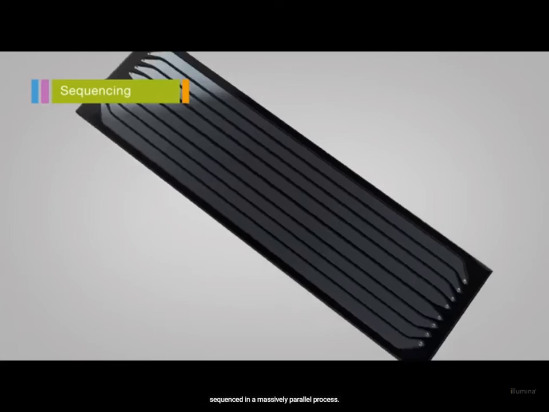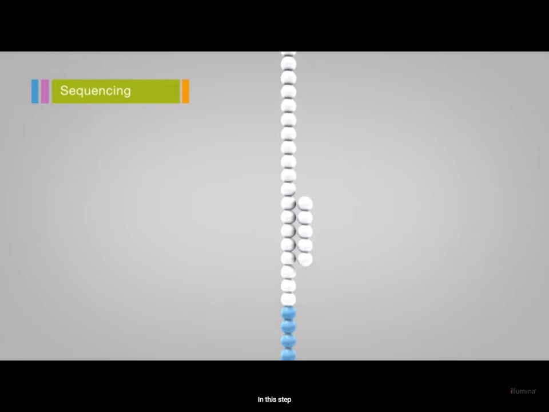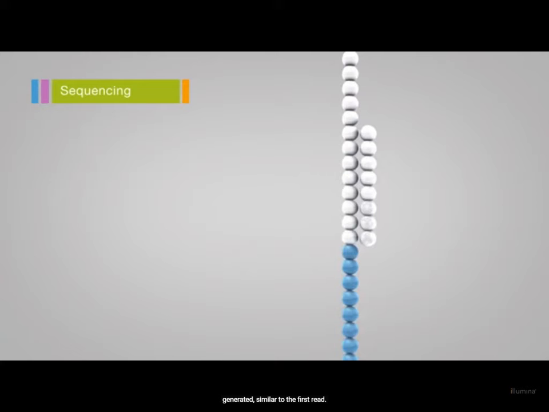Hundreds of millions of clusters are sequenced in a massively parallel process. Millions of different clusters are shown; this image represents a small fraction of the flow cell. After the completion of the first read, the read product is washed away. The index one read primer is introduced and hybridized to the template. The read is generated similar to the first read.